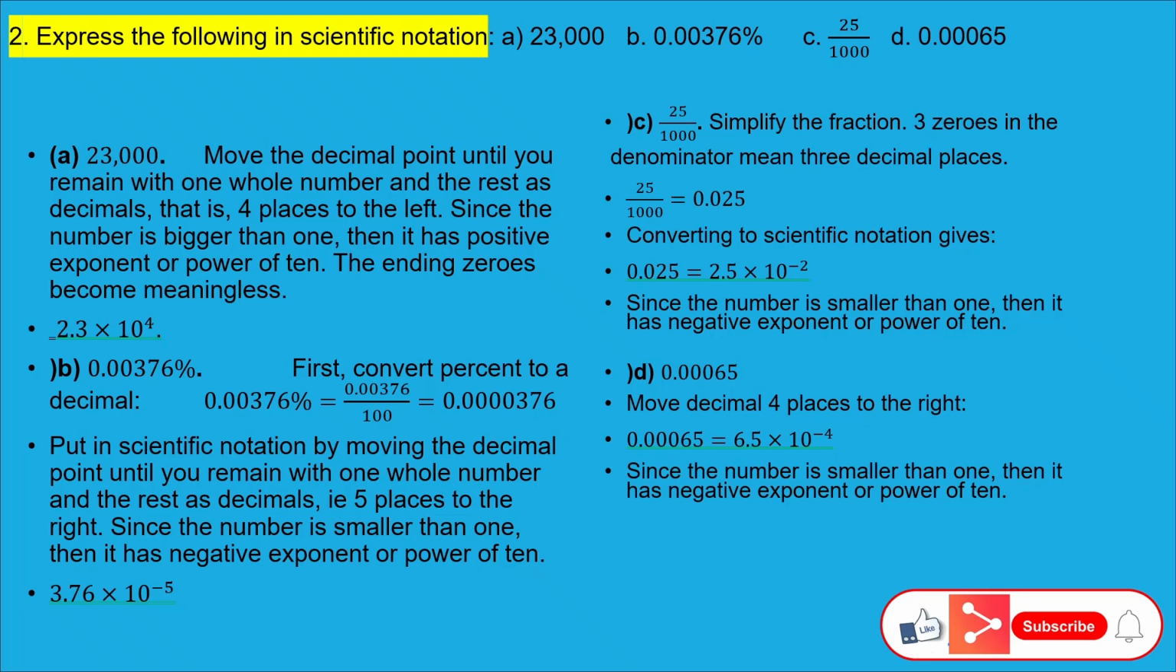Then move the decimal point until you remain with one whole number and the rest as decimals. That makes it 3.76 times 10 to the power -5.